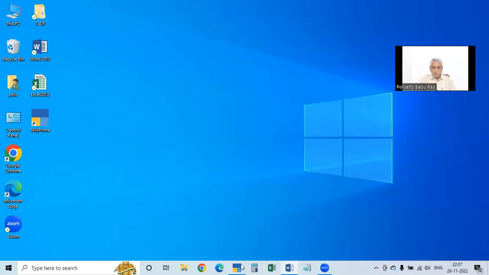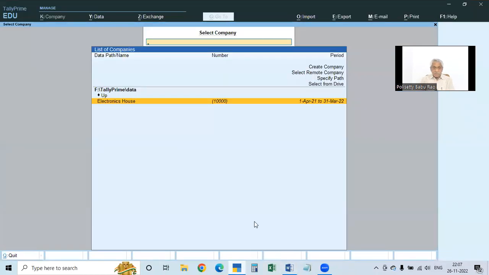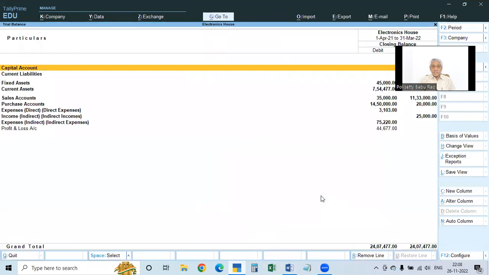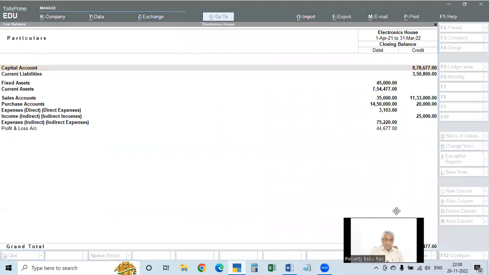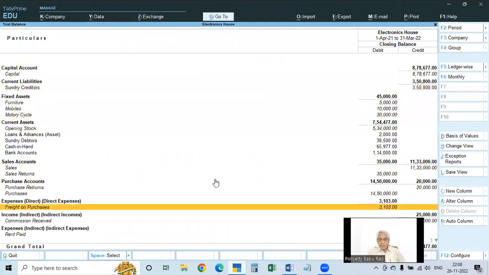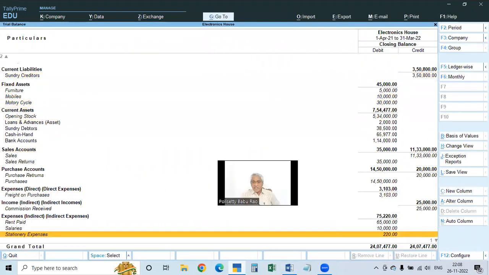Now we will go to Tally. I'm in the Gateway of Tally. See here, when you open the trial balance, to take all the details, press Alt F1 or Alt F5. It will show all the details.